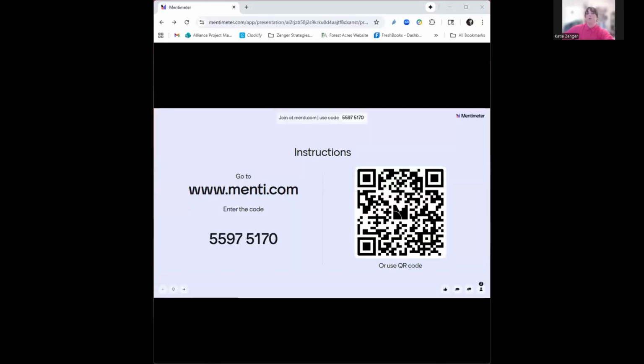Hi, y'all. So these are your instructions. This is our fun, interactive piece for the day. You're going to see a link in the chat as well. You can use this QR code, or you can go to www.menti.com, MENTI.com, and you enter this code for this meeting.